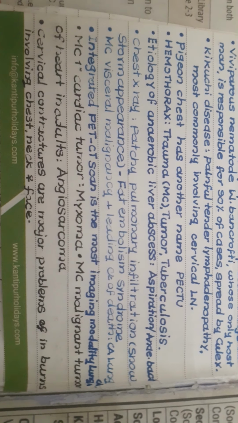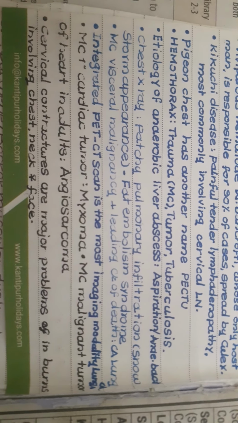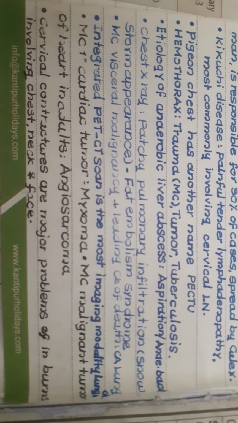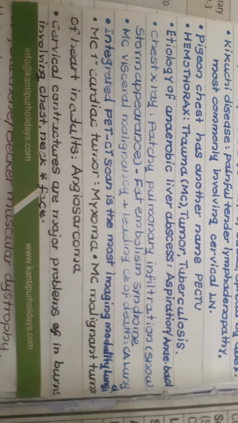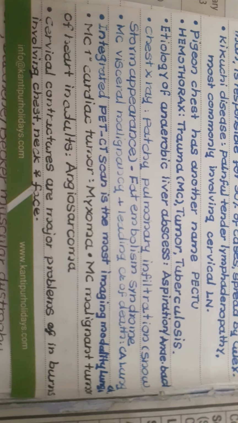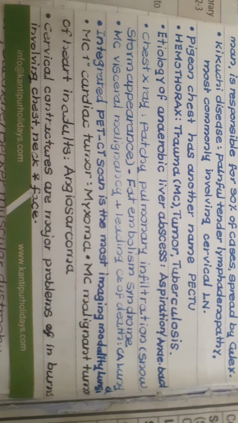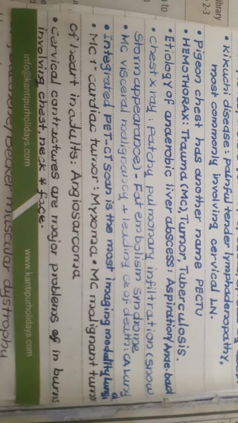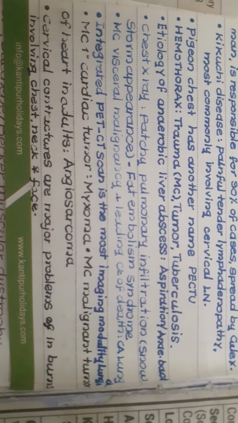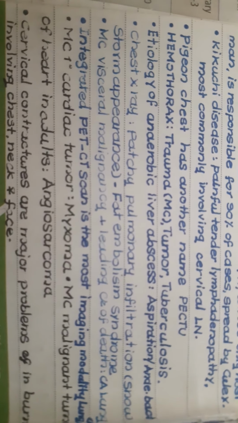Chest X-ray: patchy pulmonary infiltration, snowstorm appearance, fat embolism syndrome. Most common visceral malignancy and leading cause of death is carcinoma lung. Integrated PET CT scan is the best imaging modality of lungs. Most common primary cardiac tumor is myxoma. Most common malignant tumor of heart in adults is angiosarcoma. And cervical contractures are major problems in burns involving chest, neck, and face.